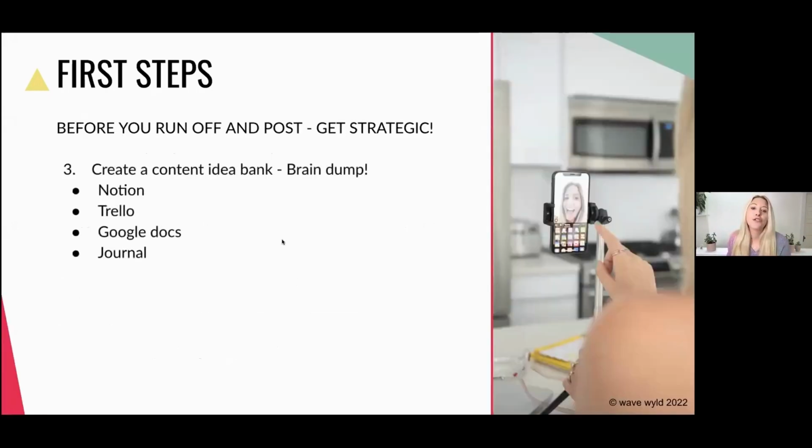Then what you want to do is create a content idea bank and just brain dump your ideas. There's lots of different ways you can do that. I use Notion. I love Notion. I have a content planner in there. Some people use Trello or just type it out in Google Docs, or maybe you're handwriting in a journal, if that works for you. Just get your ideas out, and then you can start putting pen to paper and start filming it.